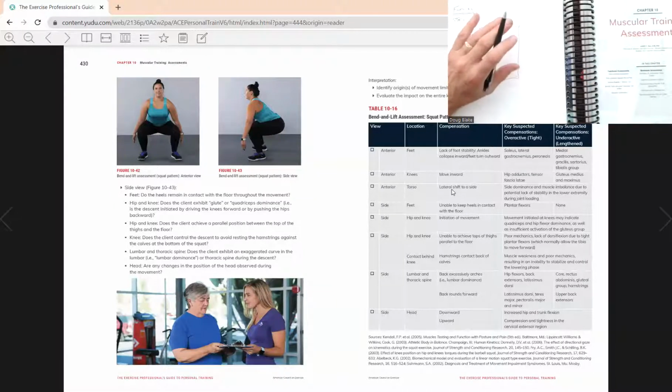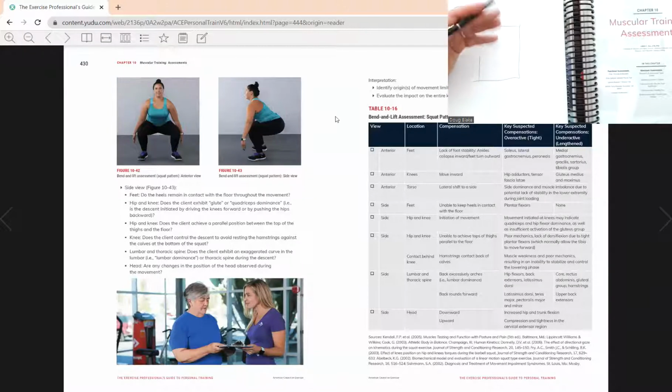Now, don't get me wrong, this is not as important as ultimately knowing what your compensatory issues are, right? So the compensations, overactive and underactive muscles, right? I hope you understand, you must memorize these columns right here. But here's one way you can do it. One way is to look at it from the perspective of the view itself. So looking at somebody from the front, right?